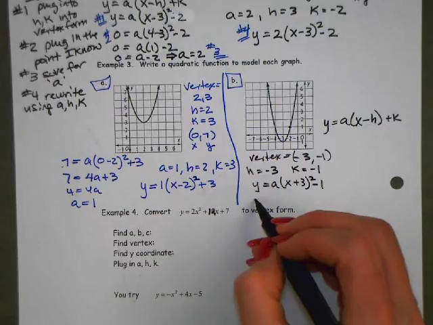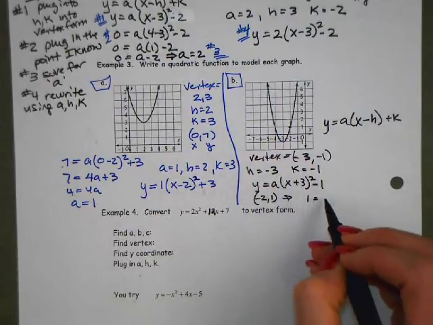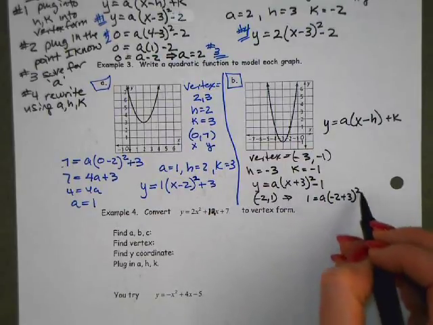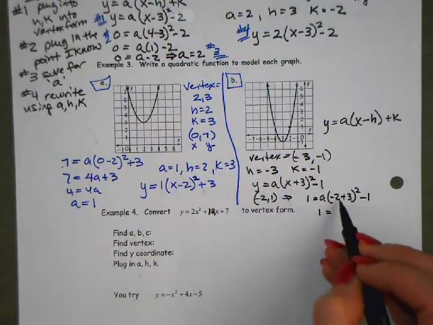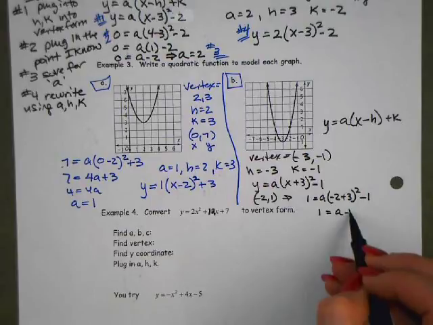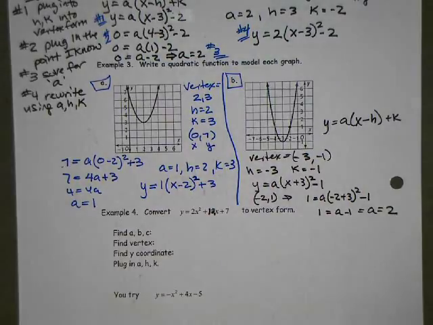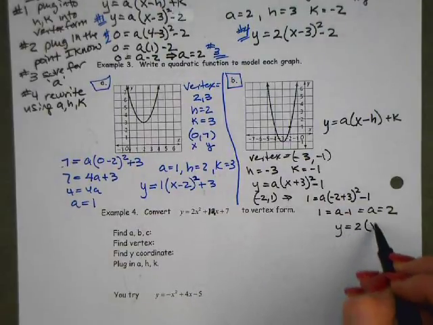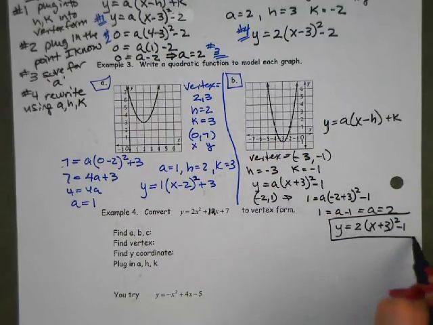So, I'll use -2, 1. I just plug it in. So 1 equals a(-2 + 3)² - 1. That becomes 1 equals, well, 1 squared is 1, so a - 1, so a equals 2. Right? And so when I plug those values in, I get y equals 2(x + 3)² - 1. And that becomes the equation.